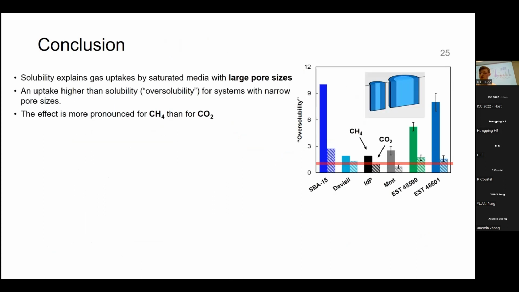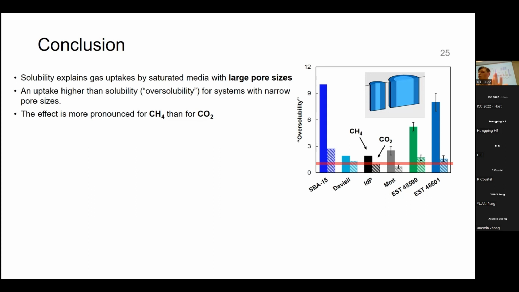And now I move to the conclusion. On this slide, you can see all systems studied in this work. We can see that for CO2, in most cases, the solubility explains pretty well the uptake in the presence of water. While for methane, in several cases, which are materials with large pore sizes, solubility can also explain the uptake, but for systems with narrow pore sizes, the uptake is much higher than the solubility would allow.